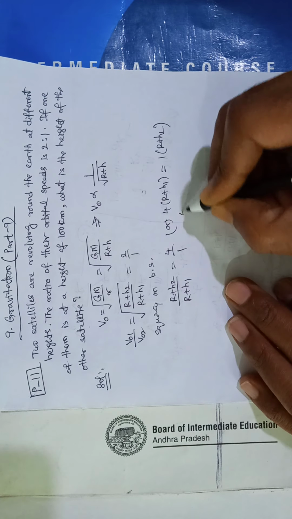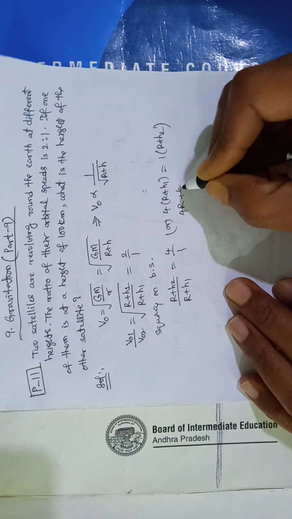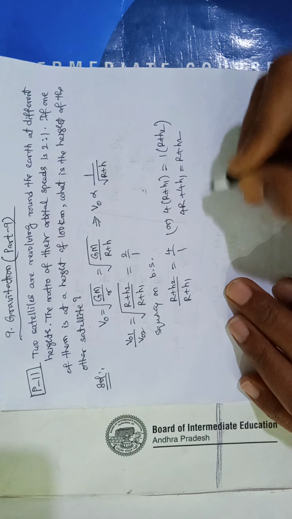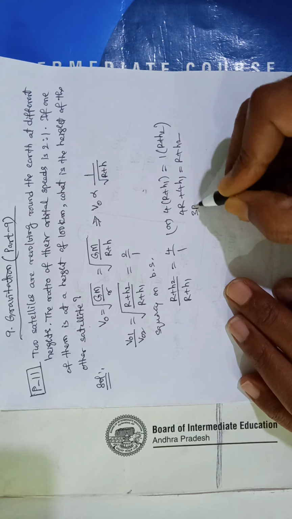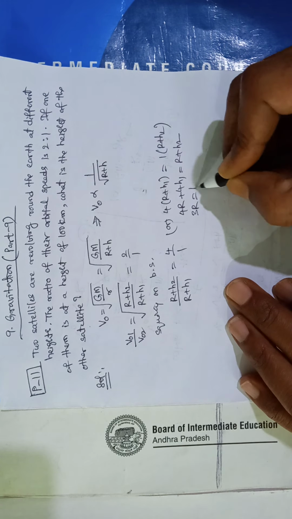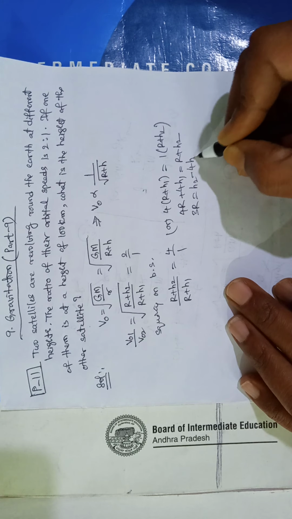And 4R plus 4H1 is equal to R plus H2. So 3R is equal to H2 minus 4H1.